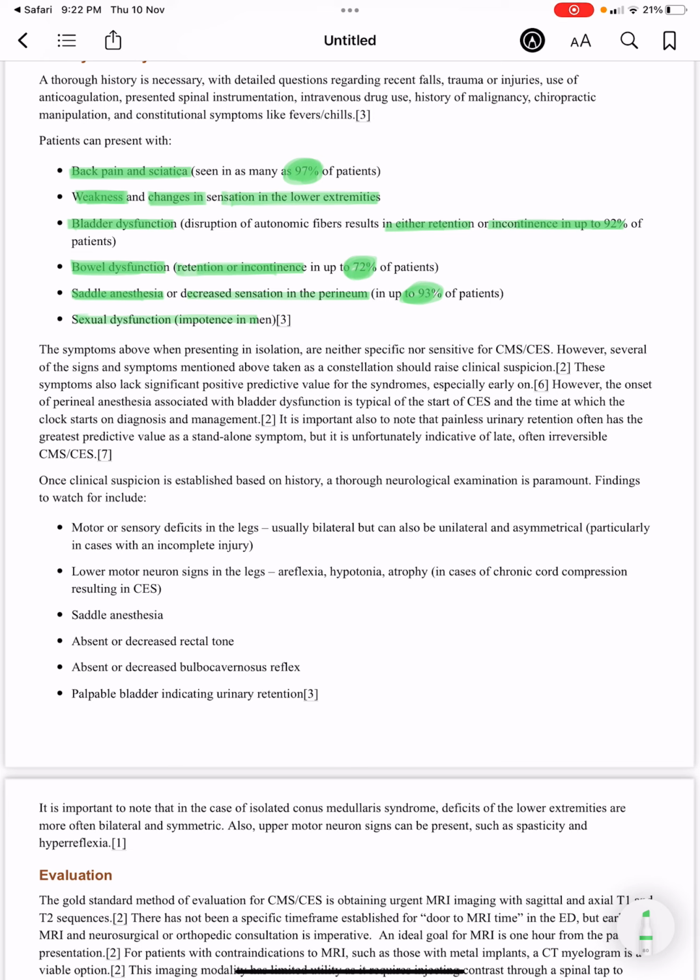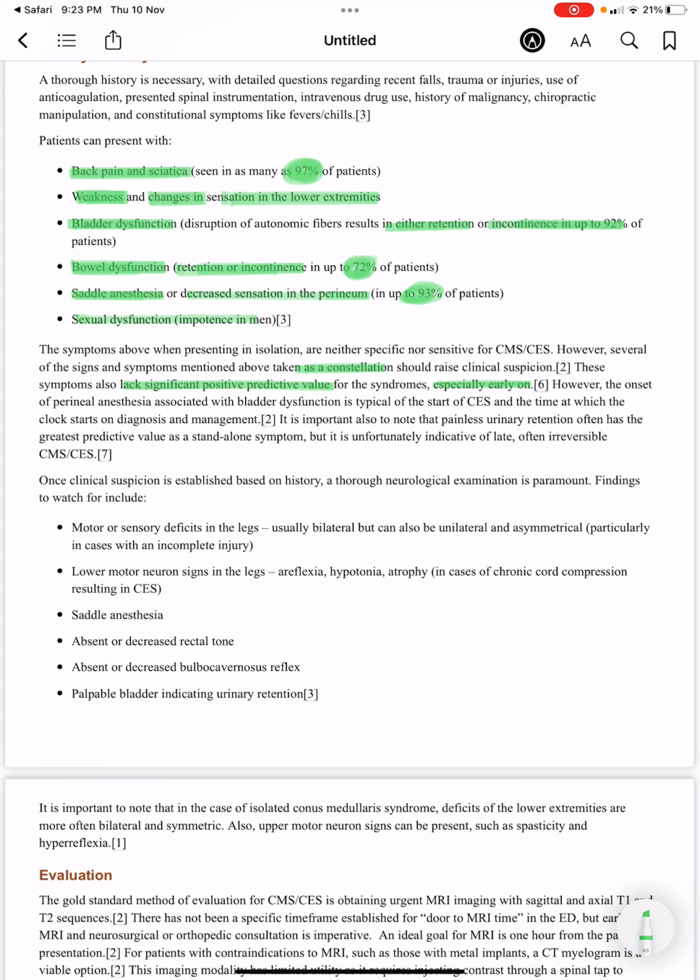The above symptoms, when presenting in isolation, are neither specific nor sensitive for cauda equina or conus medullaris syndrome. However, several of the signs and symptoms mentioned above, taken as a constellation, should raise the clinical suspicion. And these symptoms also lack a significant positive predictive value for the syndromes, especially early on.